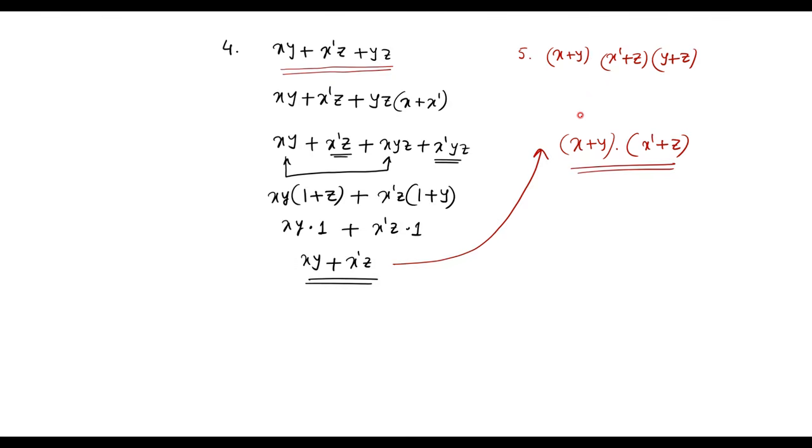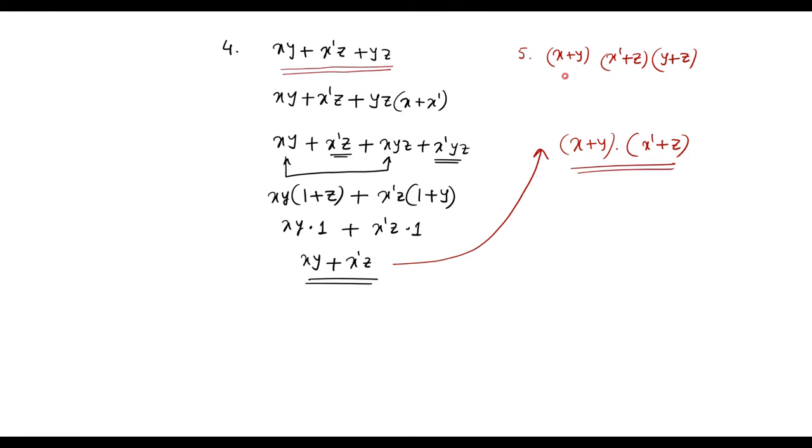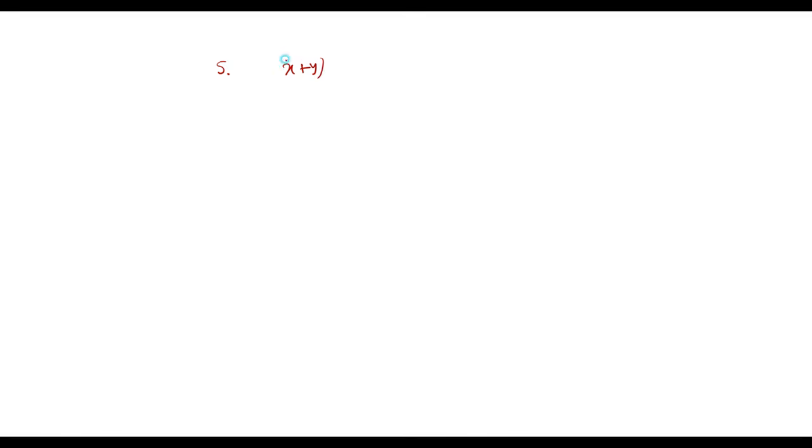This is one way of simplifying this Boolean expression. The other way is, let me explain that also. I will rewrite this. We have (x + y)(x' + z)(y + z). Let me simplify this. I can write (y + z) as y + z + xx', because we know that xx' is nothing but 0, which is the same as y + z.